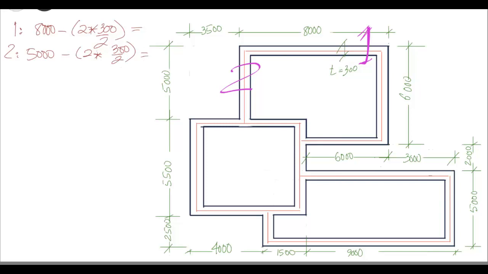Now the third piece, which is this one. All we need to do is subtract this part, which is half of the thickness of the wall, and this part, which is also half the thickness of the wall. The entire piece length is given by 400 plus 1,500, which is equal to 5,500. So the third piece is 5,500 minus 2 times 300 divided by 2 is equal to.